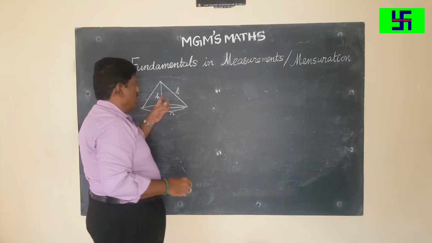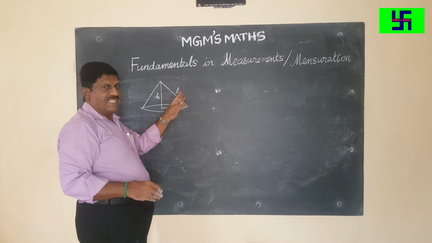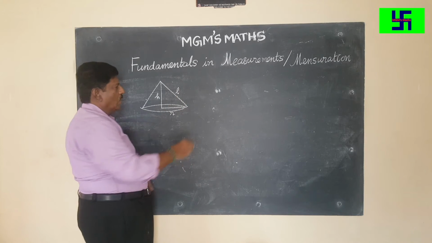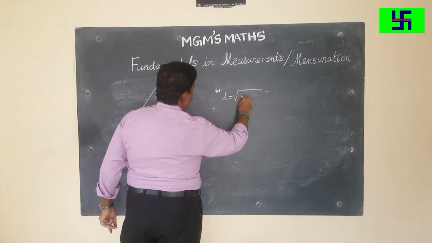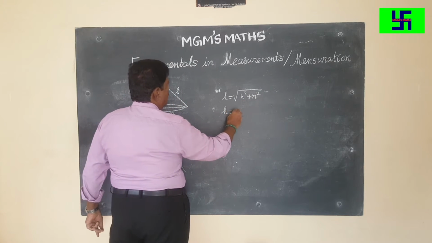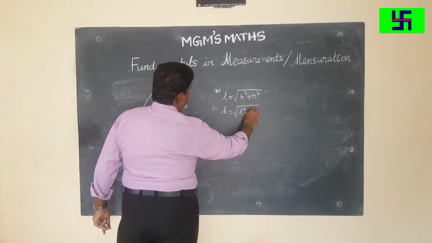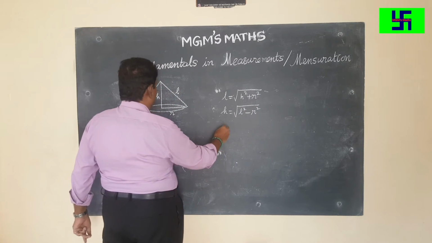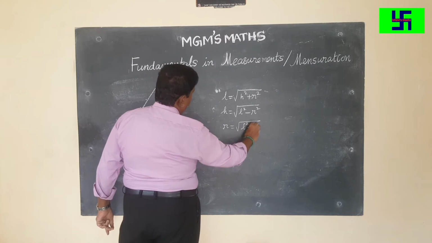Usually when a cone is given, any two of the variables will be given and we find the third variable. So it will be like this. L is equal to square root of H square plus R square. H is equal to square root of L square minus R square. R is equal to square root of L square minus H square.